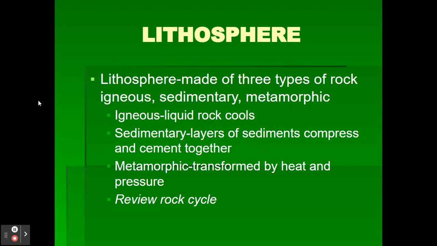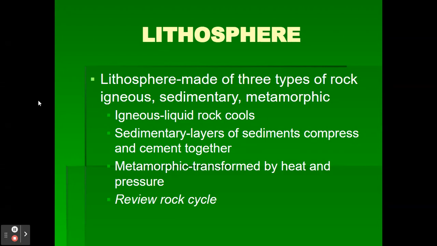Well, the lithosphere, as I told you, is a layer made of rocks. It is made of three different types of rocks: igneous, sedimentary, and metamorphic. Igneous rocks form when liquid rock, aka magma or lava, cools. Sedimentary rocks are layers of sediments which get pushed together and glued together. And metamorphic rocks are transformed by heat and pressure. So those would be igneous, sedimentary, or other metamorphic rocks that just get changed.